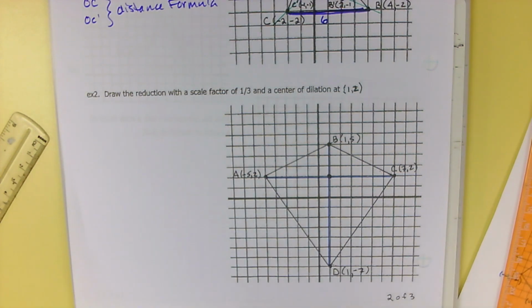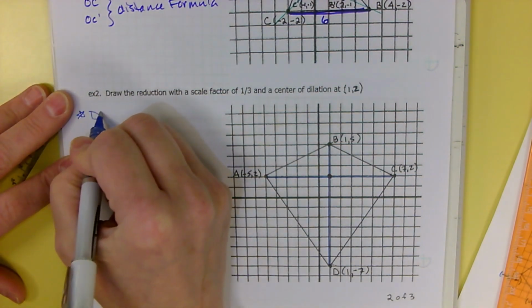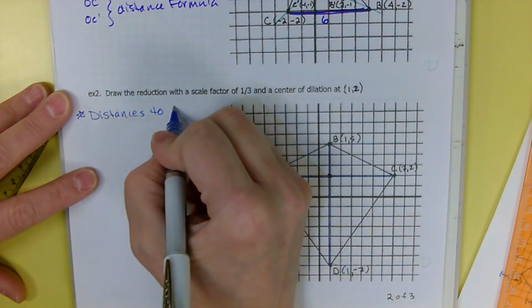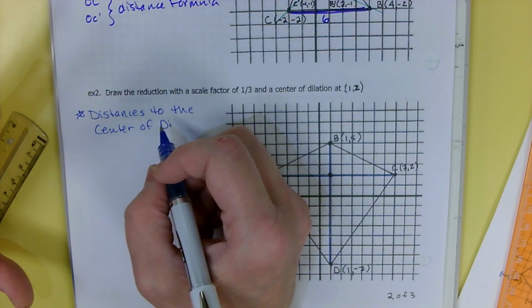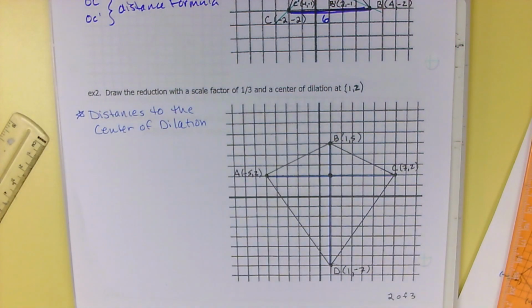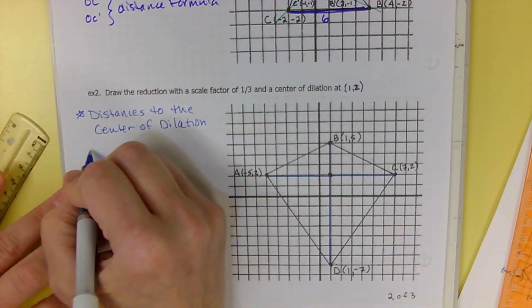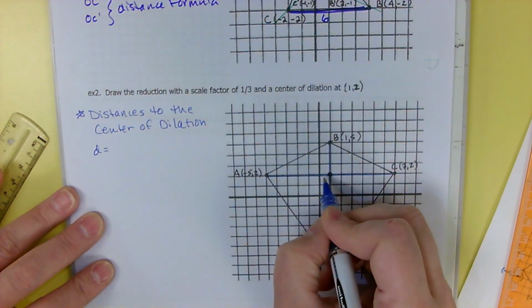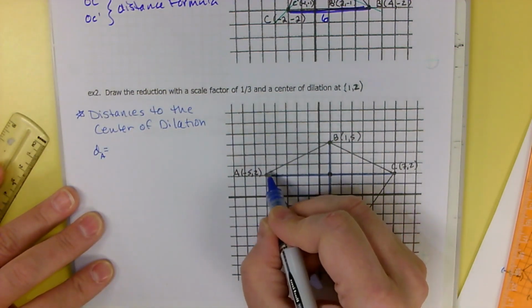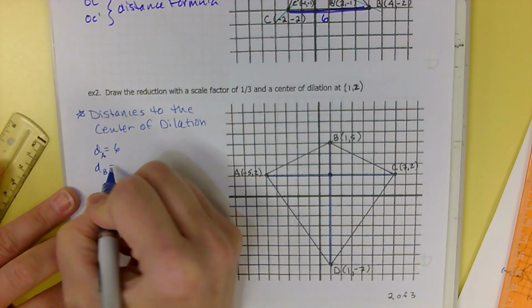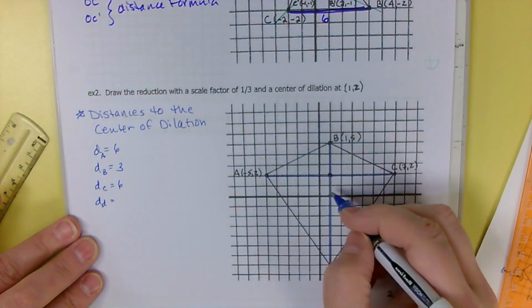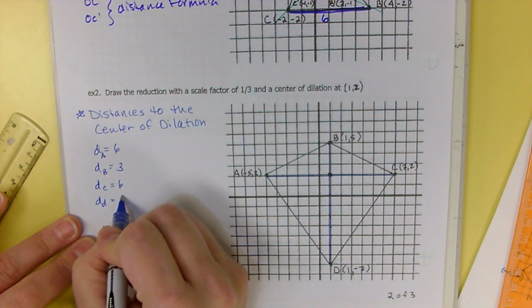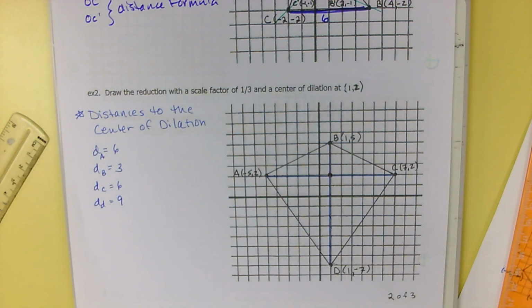Okay, so how do you find the scale factor of 1/3 if the center of dilation is not at the origin? Okay, so what you're going to need to find is the distances to the center of dilation. So what are our distances? From the center of dilation to A, I'll put a little subscript A, 1, 2, 3, 4, 5, 6, distance equals 6. The distance to B is 3. The distance to C is 6 again. And the distance to D is 1, 2, 3, 4, 5, 6, 7, 8, 9. Is 9. So find the distances to the center of dilation.